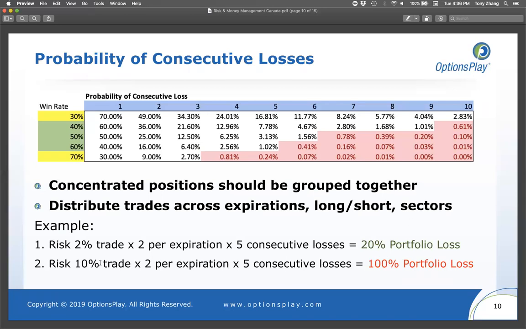So when we talk about risking 2% of your account per trade, and you have 2 trades per expiration cycle, and we're planning for 5 consecutive losses, that means that instead of risking 10% of your portfolio, you're risking 20% of your portfolio, because you have 2 trades in the same expiration. So that's really how you should think about your portfolio loss. Think about the same equation, but let's say you're risking 10% of your account, where you have 2 trades per expiration and you're planning for 5 consecutive losses. That is going to amount to a 100% portfolio loss.